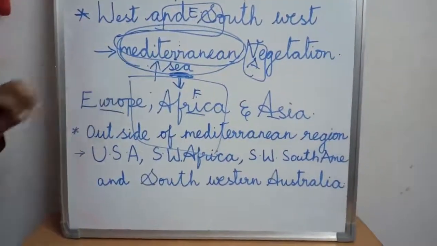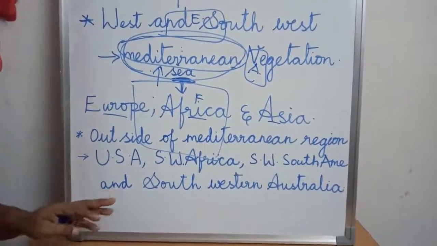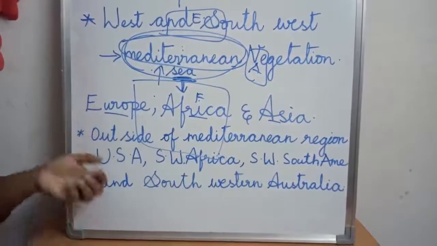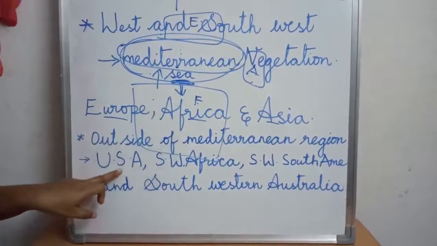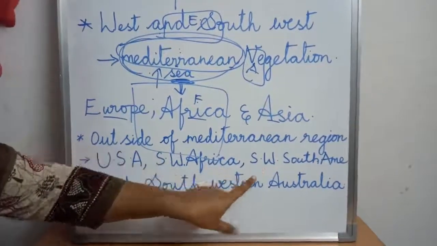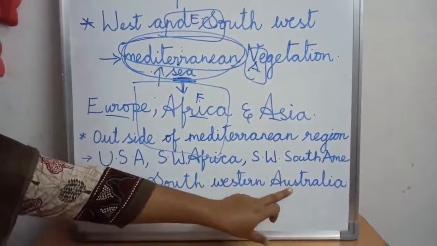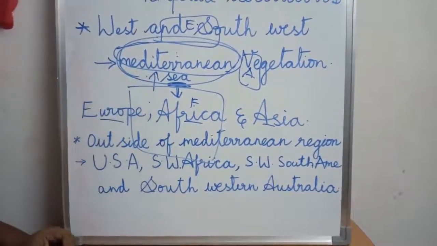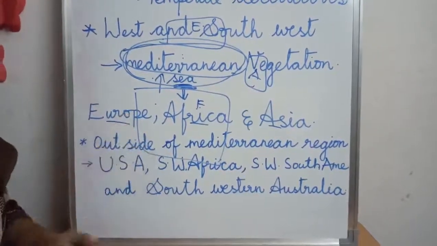Children, this kind of Mediterranean vegetation can also be seen in some other parts where the Mediterranean Sea is not there, that is, outside of the Mediterranean region. So where can you find this kind of vegetation outside of the Mediterranean region? Here, see, USA. In the USA there is no Mediterranean Sea. Also southwestern Africa, southwestern America, southwestern Australia. Australia, children, is a very southern continent. It does not have any Mediterranean Sea, but even then, they experience this kind of climatic conditions. That is why they have the same kind of vegetation, it means the same kind of plants over there.